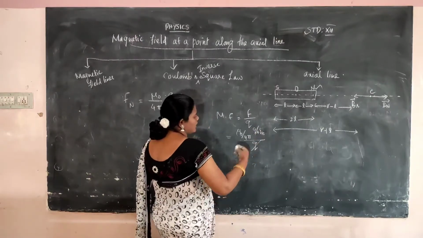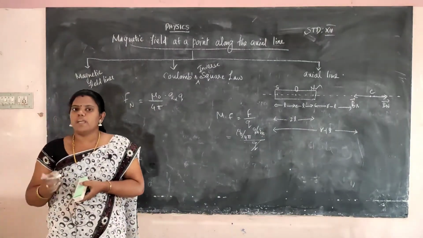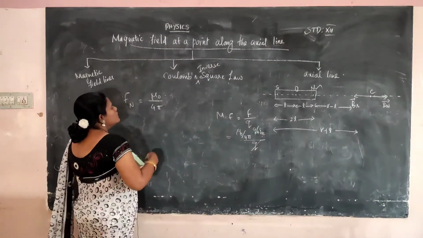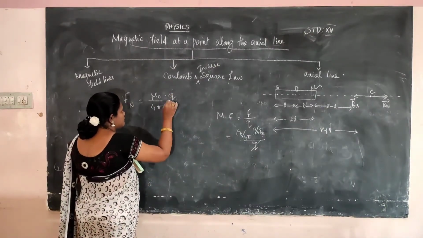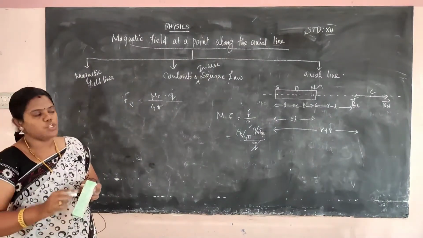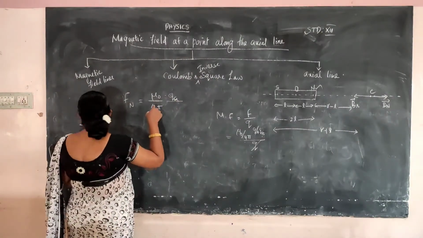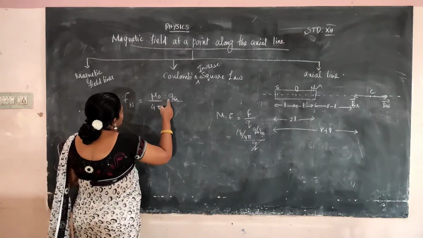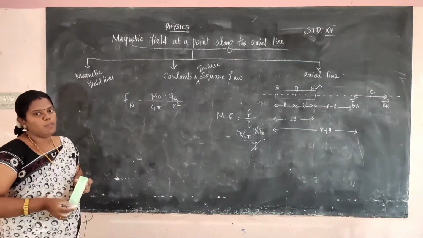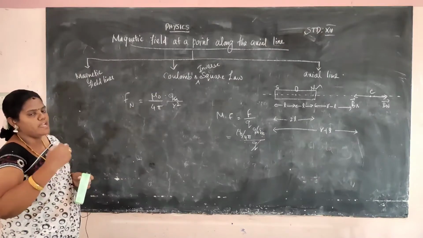So you cancel out one pole strength. Mu naught by 4 pi, one pole strength remains, and you mention it as Q, not QA and QB. So it is mentioned just as QM, the magnetic pole strength. So it is mu naught by 4 pi QM by R square. This is the magnetic field formula: mu naught by 4 pi QM by R square. Actually it is QMA QMB by R square, as you know.